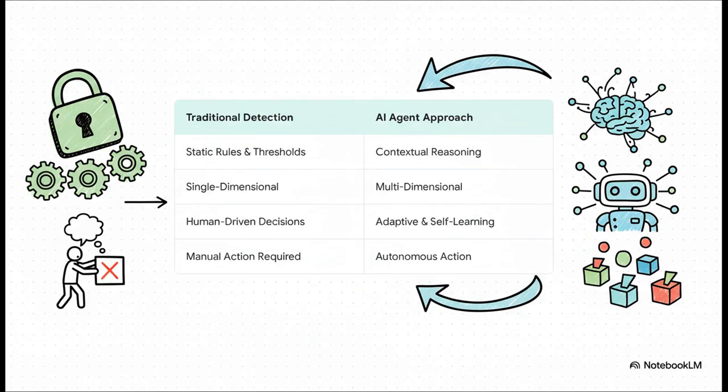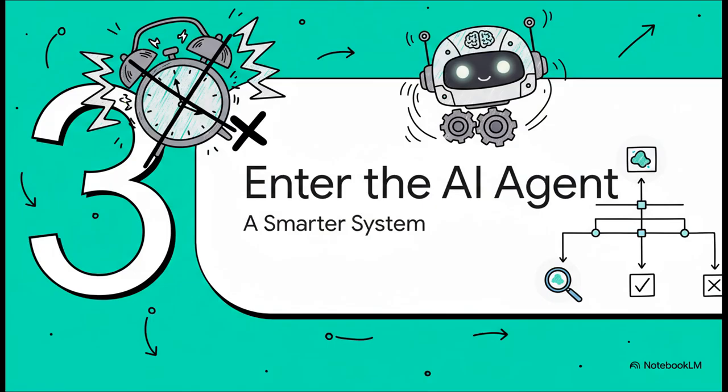This comparison table really lays it all out. We're making a huge leap from static, rigid rules to a system that uses contextual reasoning. Instead of a person having to look at every single alert and make a call, we've got an agent that can learn and act on its own. It's a massive shift in how we handle data. So if those old alarms are just way too noisy, what's the solution? Well, it's time to meet the AI agent.